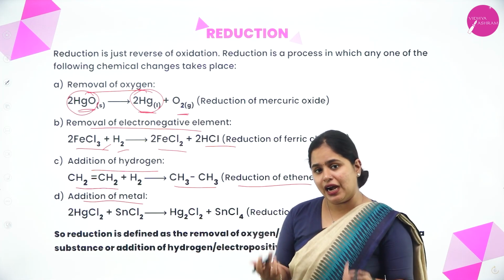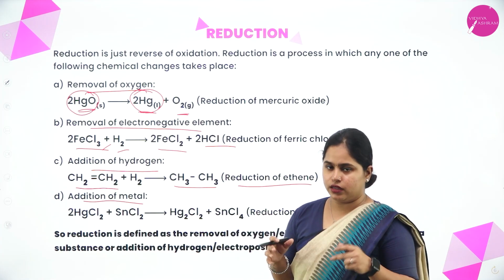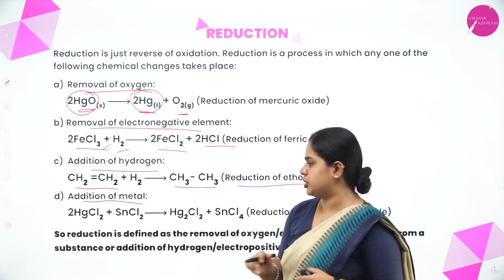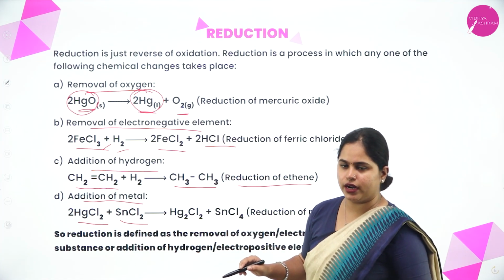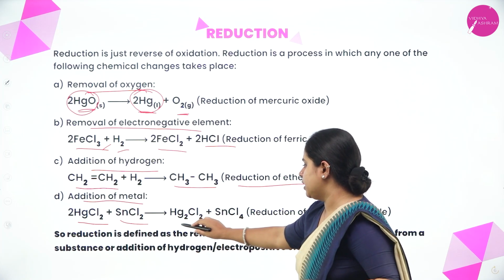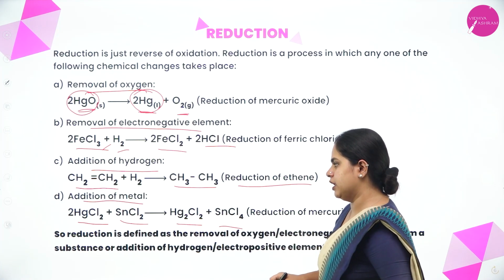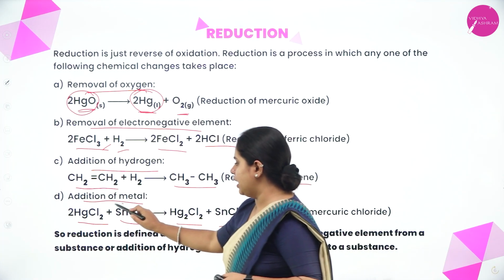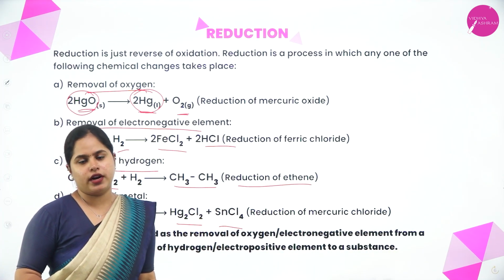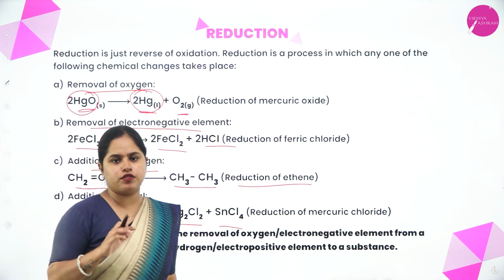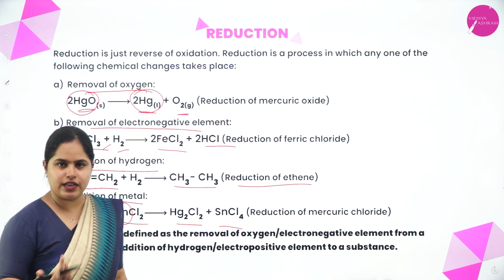Okay, if we add a metal also, that substance can undergo reduction. So we have taken mercuric chloride here, to which we have added stannous chloride, SnCl2. So what did we have? Hg2Cl2 and SnCl4. Here also you can see we have added a metal, right? So what happened? Reduction of mercuric chloride has taken place. So in either of these ways we can define oxidation as well as reduction.